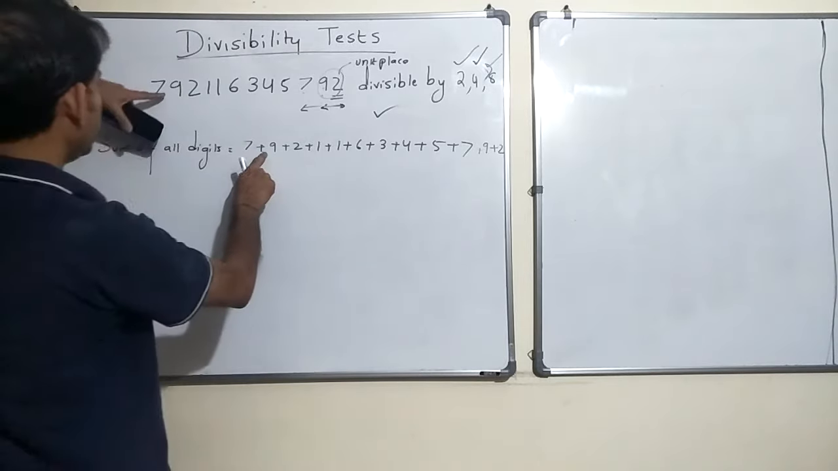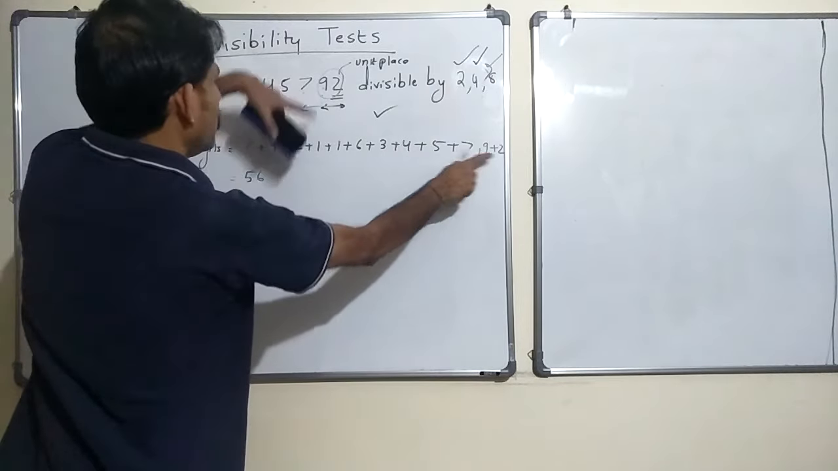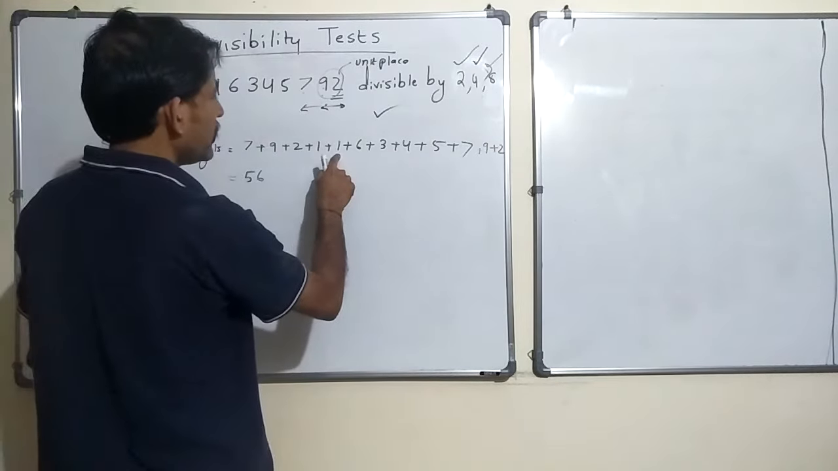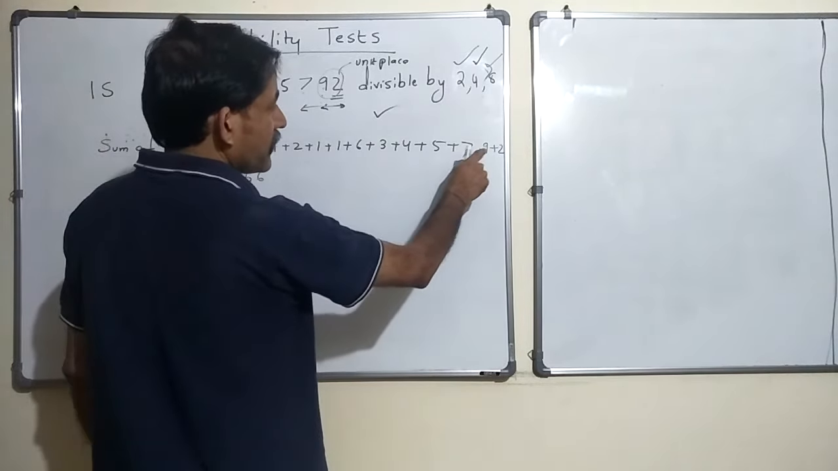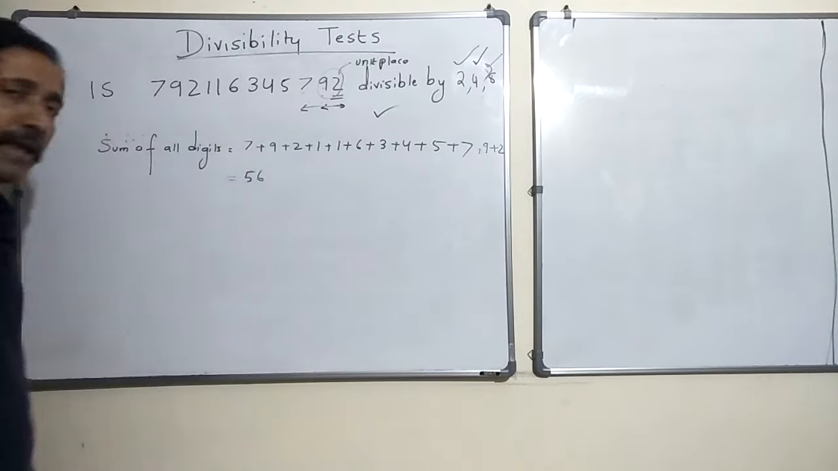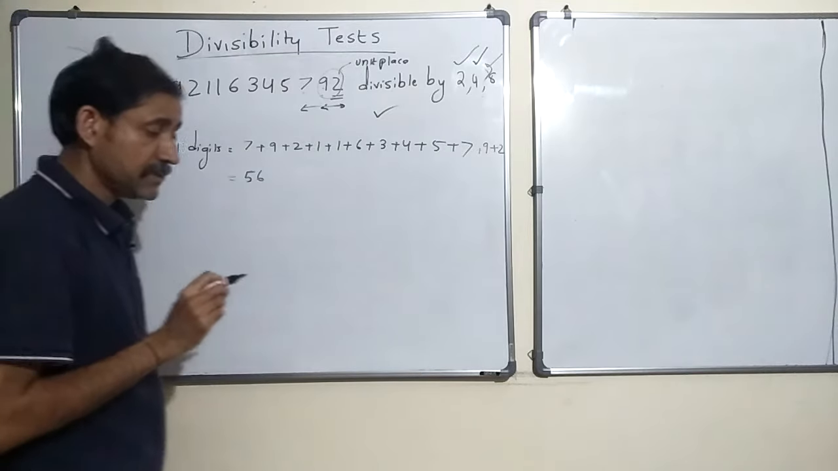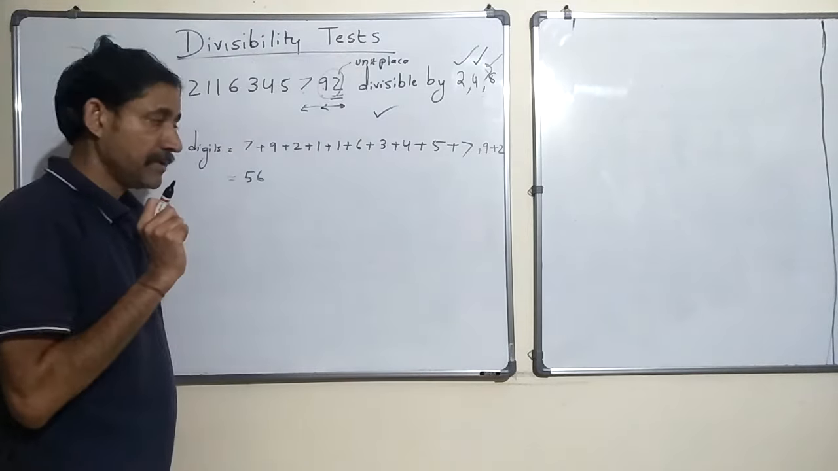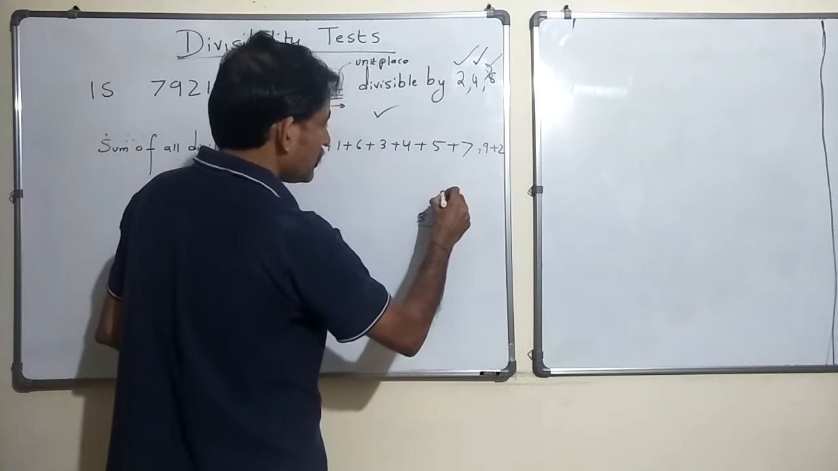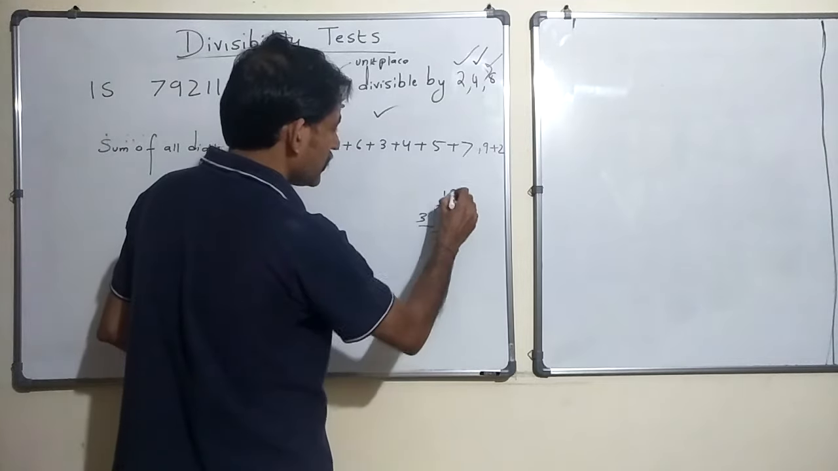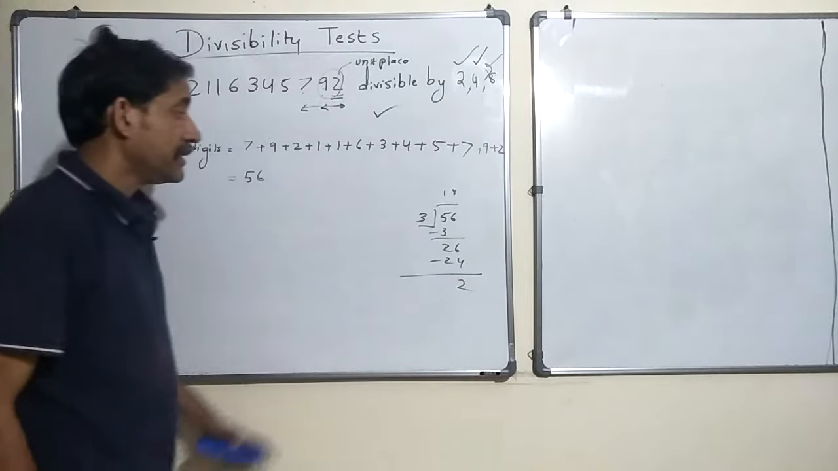Anyway, let's check once again. That's right: 16, 17, 18, 19, 20, 26, 29, 33, 38, 45, 54, 56. Now, 56 is not divisible by 3, right? It will leave a remainder. 3 ones are 3, 3 twos are 6, 3 eights are 24. So it leaves a remainder, so it is not divisible by 3.